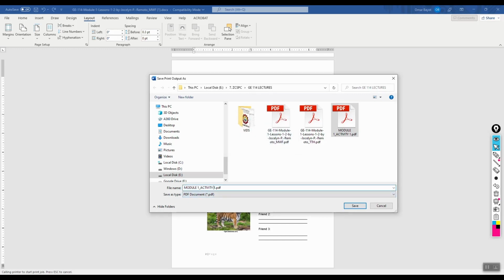I just put -1 to differentiate what mistake we did a while ago. So we'll just put 1-1, but make sure you use that file name format: what module number you're answering, underscore, what activity or assessment. So you have to specify the file format that way.